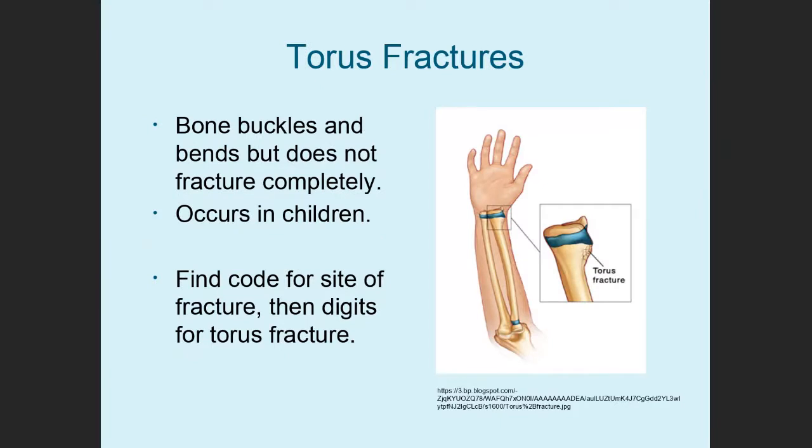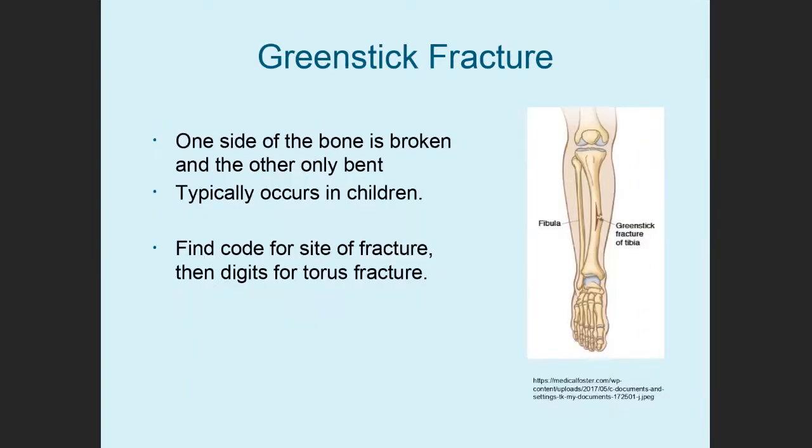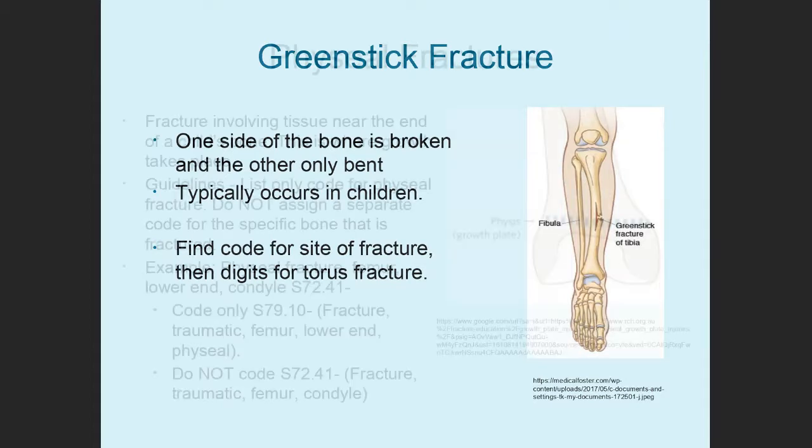So let's define our terms. A torus fracture is one in which the bone bends but does not quite break completely. In the alphabetic index, find fracture, traumatic, and then the location of the fracture. The fact that it's a torus fracture is indicated in the 5th digit. A greenstick fracture is one in which the bone is broken only on one side. Again, in the alphabetic index, find fracture, traumatic, and then the location, which bone is broken. The fact that it's a greenstick will be indicated in the 7th digit. In the 5th digit, sorry.